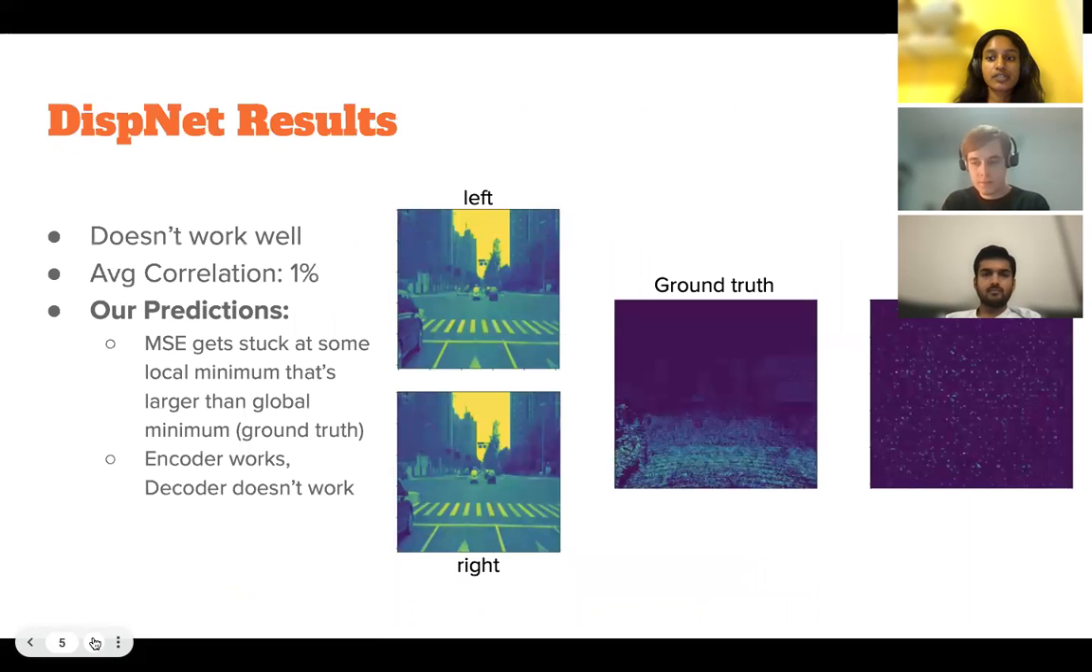The DispNet results, as you can see, weren't the greatest. The average correlation between the ground truth and the output is 1%. And our prediction as to why that is, is that the mean squared error gets stuck at some local minimum that's larger than the global minimum, which would be the ground truth. And this is because the encoder works, so it isolates the important features, but the decoder doesn't, so it can't find where these features are.